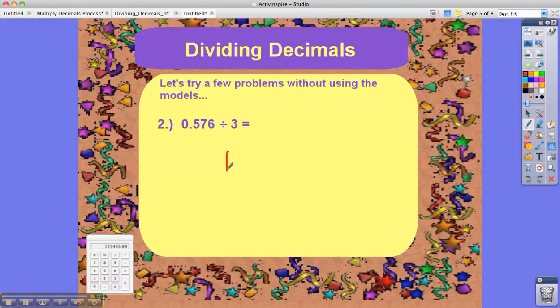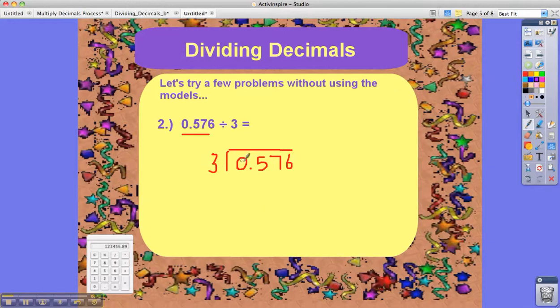So, which number goes inside the house? The first person in line. So this is the first person in line. He's going to go inside the house. 0.576. And 3 goes outside the house. Okay.